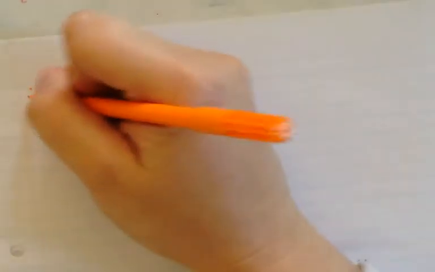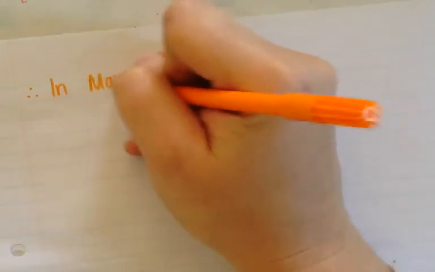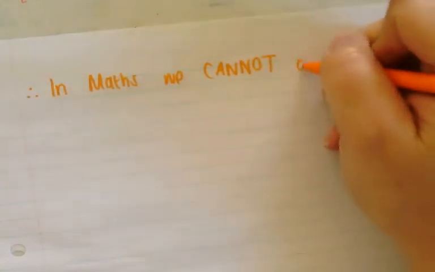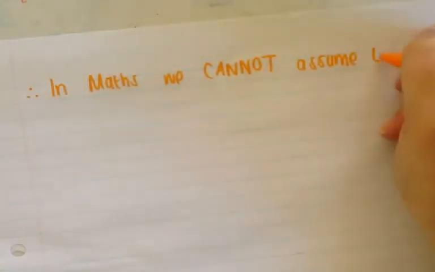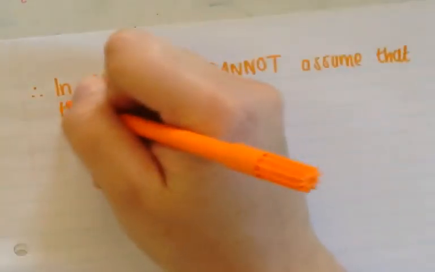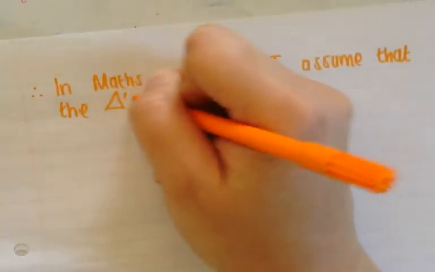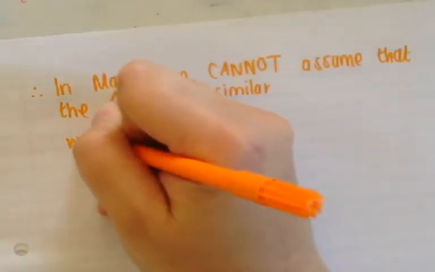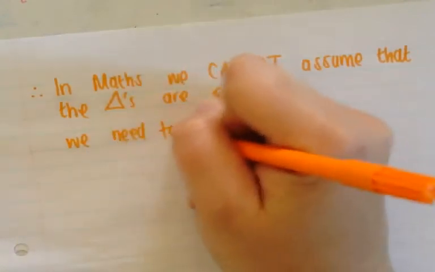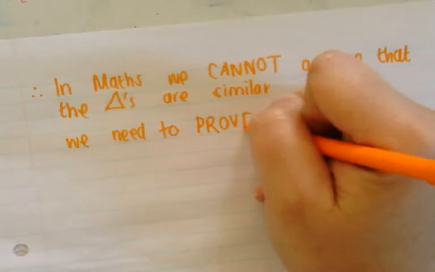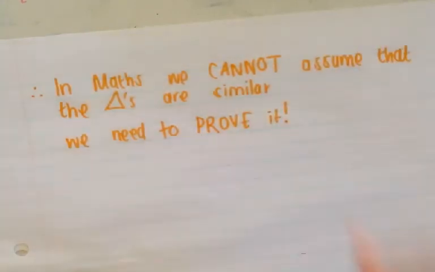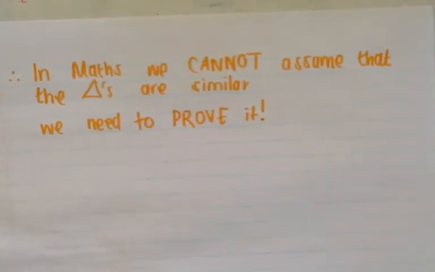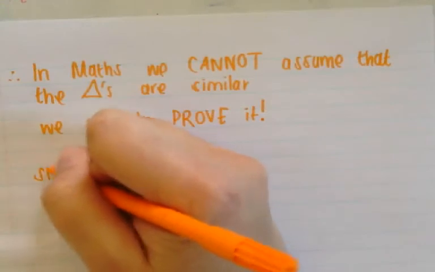Okay, so in maths, we cannot assume that the triangles are similar. We need to prove it. Now, similar means same shape.